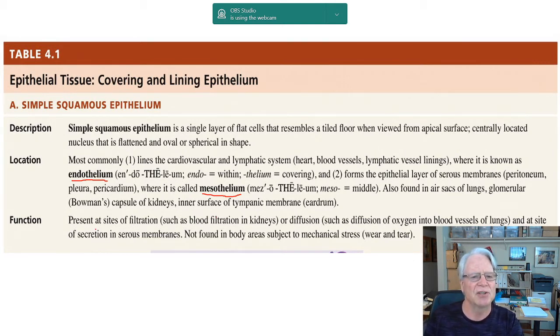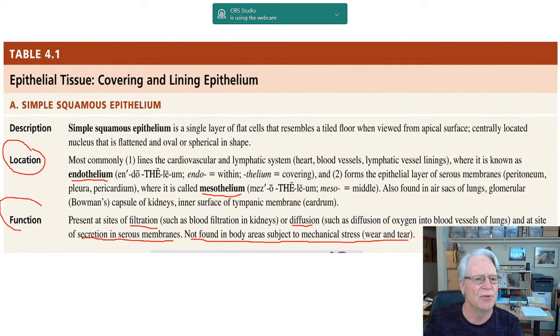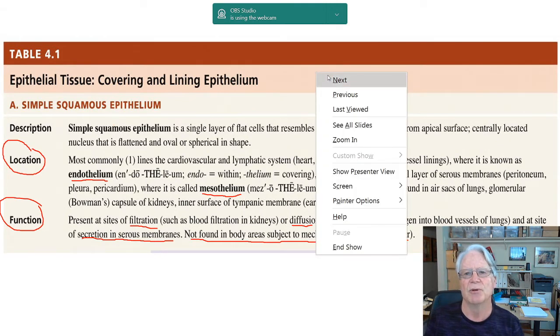So let's talk a little bit about function. Function is filtration, diffusion, and secretion, particularly when we're talking about the serous membrane. It is not found in body areas subject to mechanical stress, such as wear and tear. So what you're going to need to do is be able to identify where. You're going to need to know location and function on the test, and these tables are going to give you that information. Okay, so let's move on to the next.